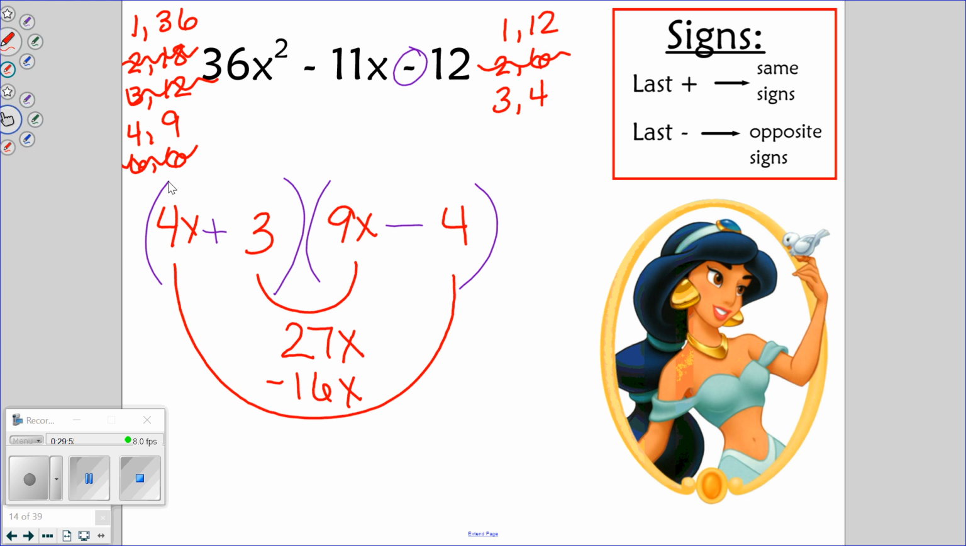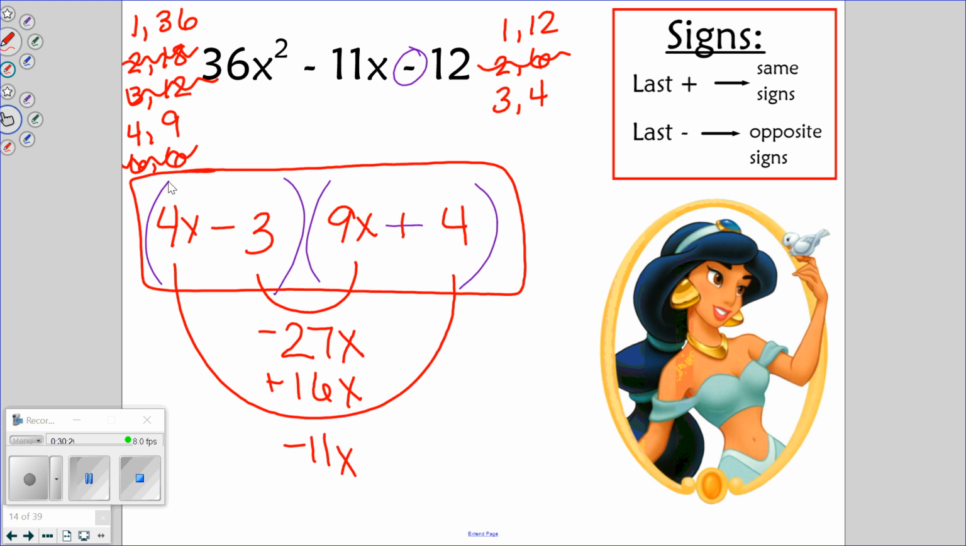27 minus 16, positive 11x. I just need to flip the signs. Yeah, I got the 11x, but my sign's backwards. So I just need to change this one to my negative, that one to my positive. That'll flip all of these. Oh, and it worked. How much math did I actually check?